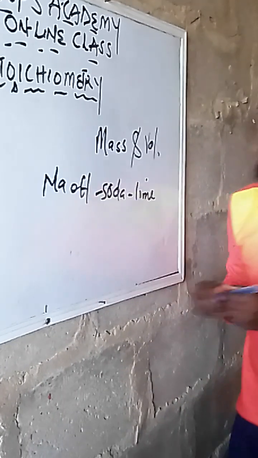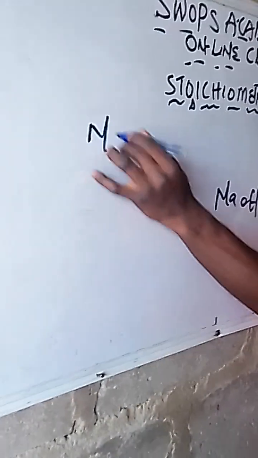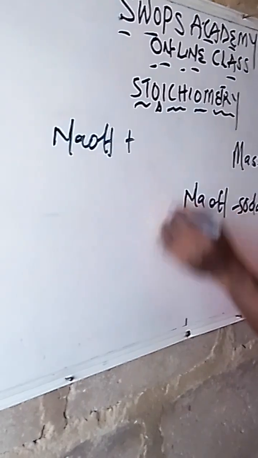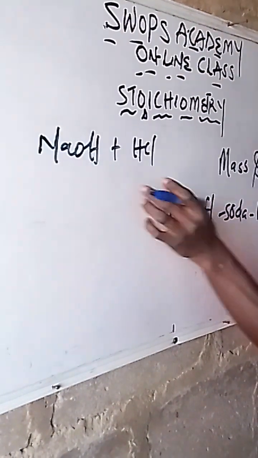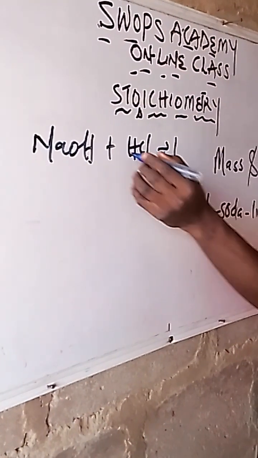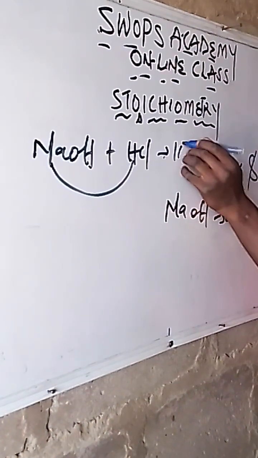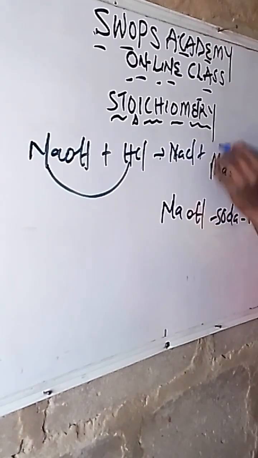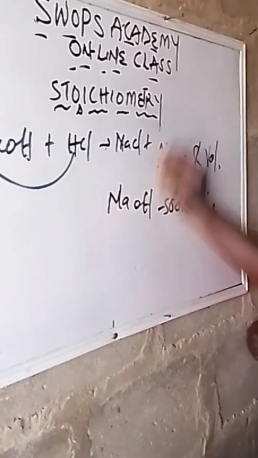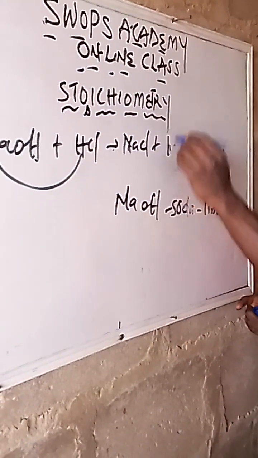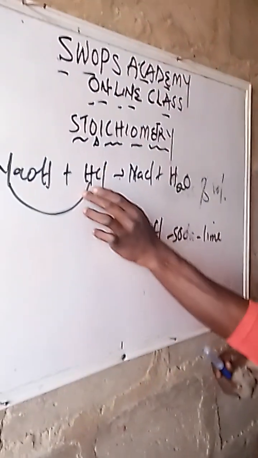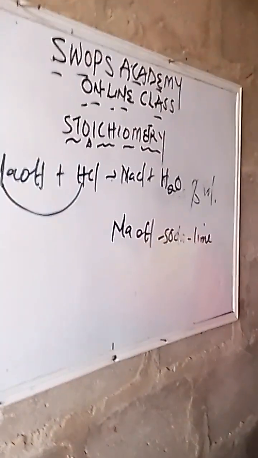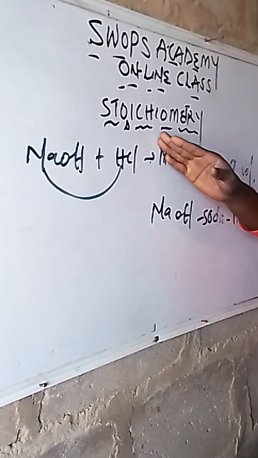NaOH plus HCl. This is a base, this is an acid. It gives us NaCl plus H2O, isn't it? This is salt, this is water, this is acid, this is base. This is not what I'm really going to, but I want to explain the topic, stoichiometry.